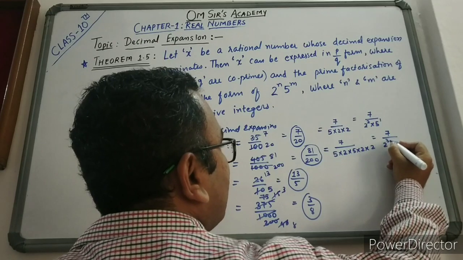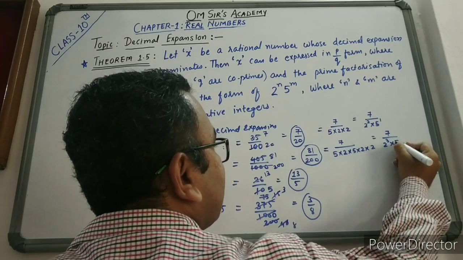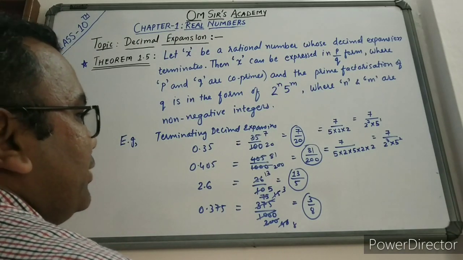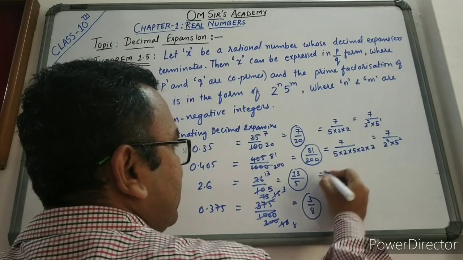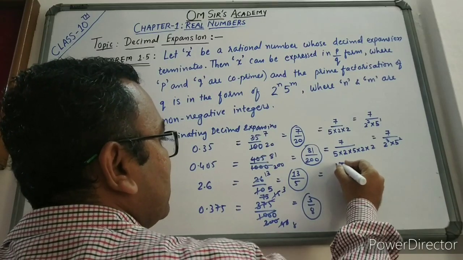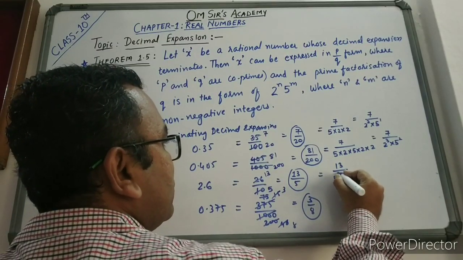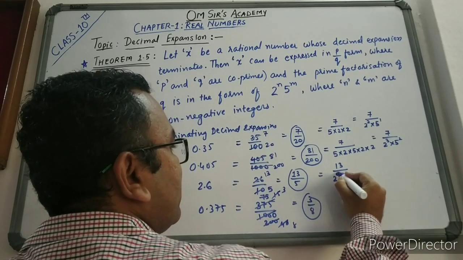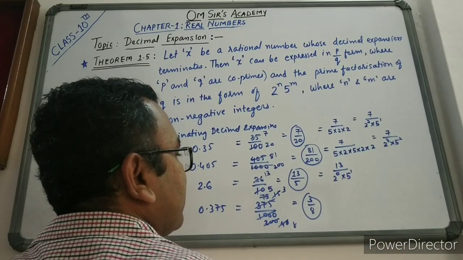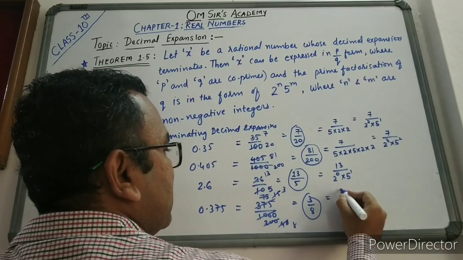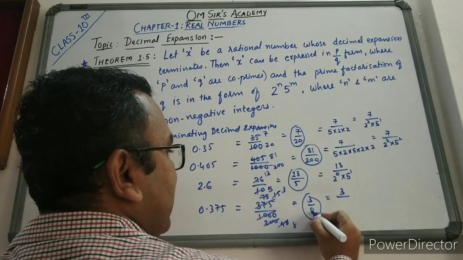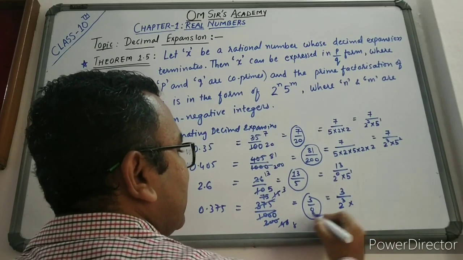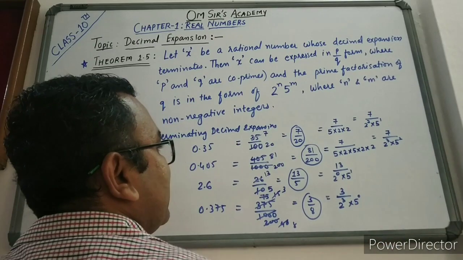3 2, that is 2 cube, into, there are 2 5's, that is 5 square. Is it clear? So 25 into 8 is 200. Then here we can express in p by q form, where q will be 5 raised to 1. Is it clear? There is no 2 over here, so we can write 2 raised to 0 into 5 raised to 1. Then here, instead of 8, we can prime factorize and write as 2 raised to 3. But there is no 5, so we can write 5 raised to 0.